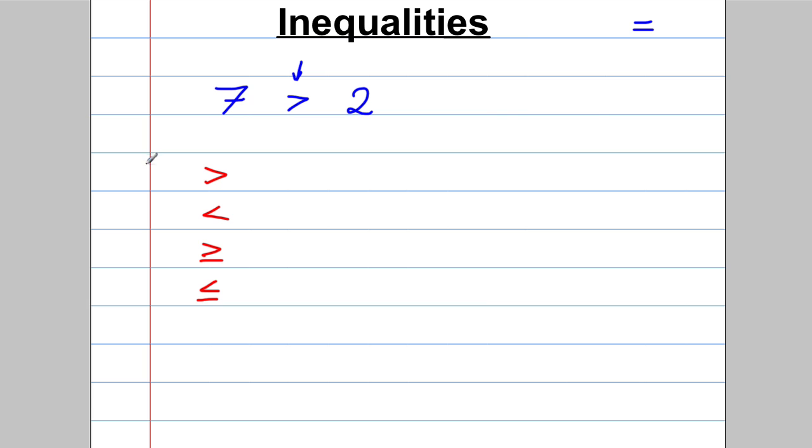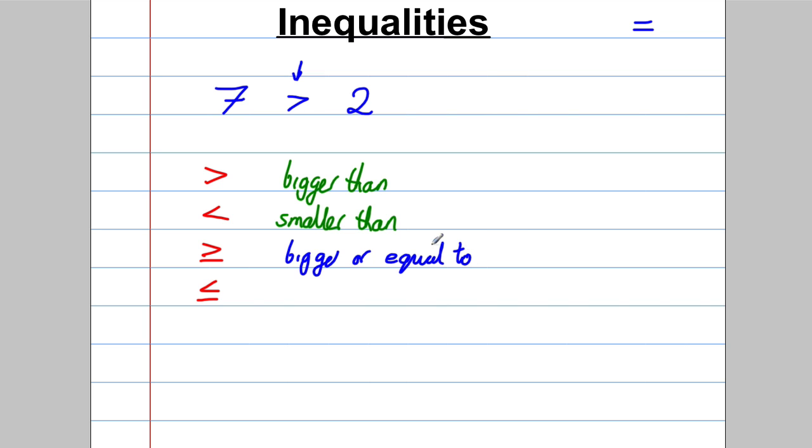Now this one, you read it from left to right. This is bigger than. The bigger side is here, so this sign means bigger than. Obviously then, this must mean smaller than, or less than. This means bigger or equal to. So bigger, and the line underneath means it could also be equal to. And therefore this one means less than or equal to. Okay, so we've got to know those inequalities.